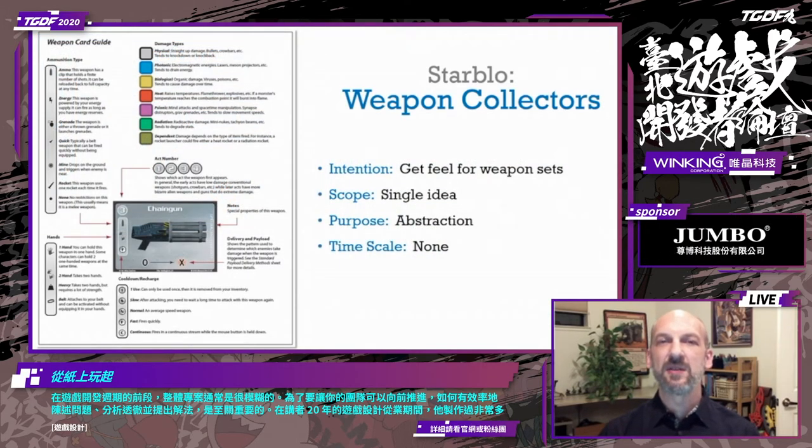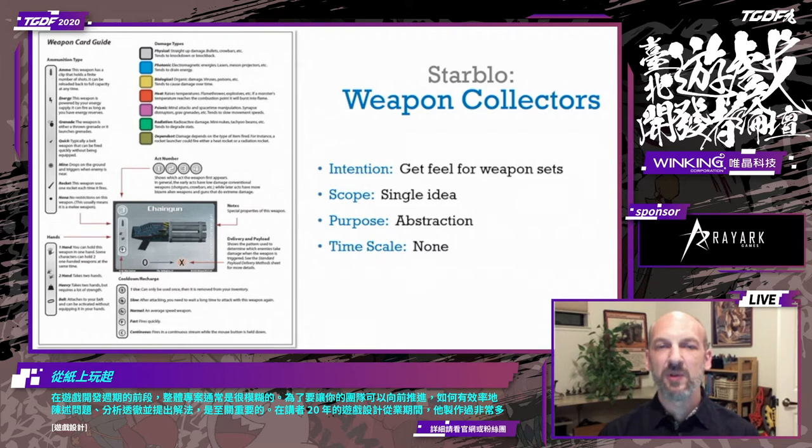The intention was to understand the weapons that would be available and how they relate to each other. The scope of the paper prototype was focused on a single idea. I was only concerned with the weapons, not the combat math or character classes or any other aspects of the game. As you can see, this was a very abstract prototype, and it wasn't really meant to illustrate gameplay at all. Originally, there was no sense of time.